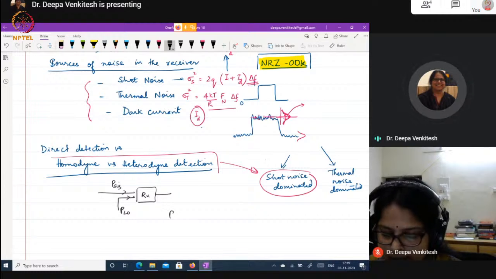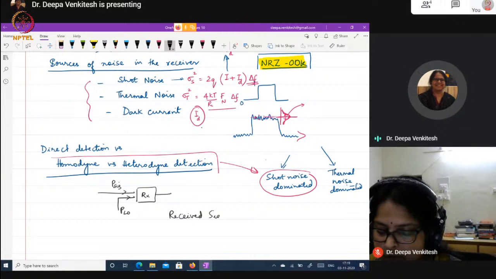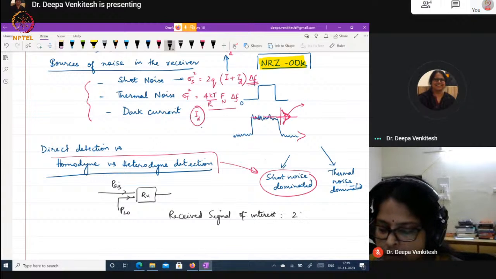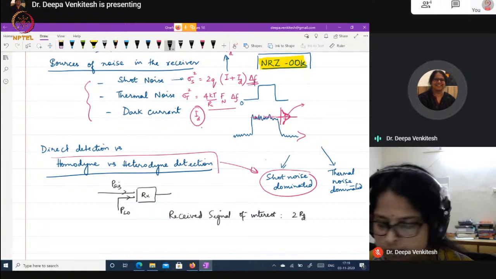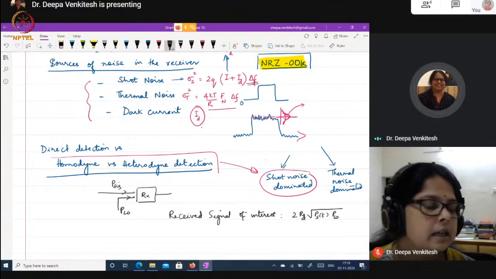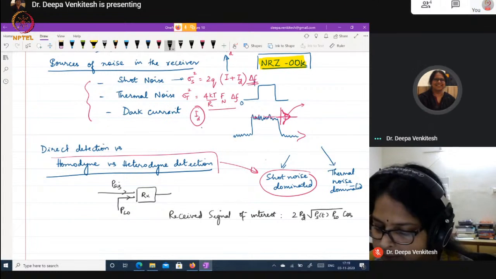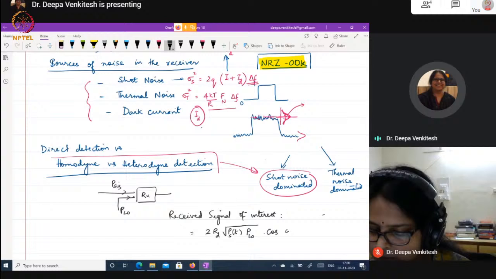So your received signal of interest is 2RD. This is something we derived in class, so I'm not going to re-derive. Let me write this again. The received signal of interest is twice the responsivity times root of signal power times the local oscillator power PLO times cosine of omega IF t plus delta phi, where omega IF is the IF frequency.